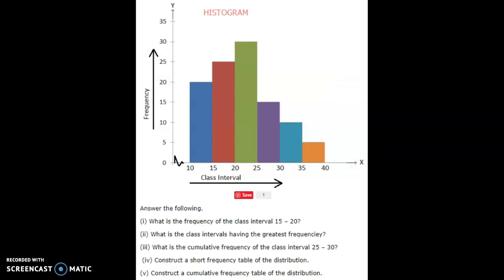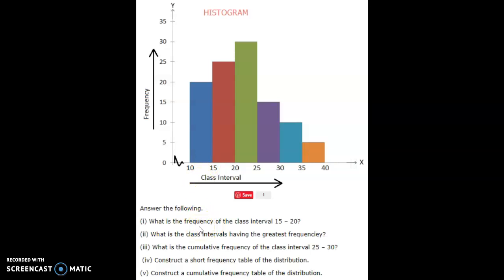Okay, so histograms. Instead of going over creating one, we're going to talk about how to answer questions on them, because that's what we're going to be doing more of here. So it says answer the following. They give us this histogram. Remember, the bars are going to be between the numbers, and we have to answer these questions.